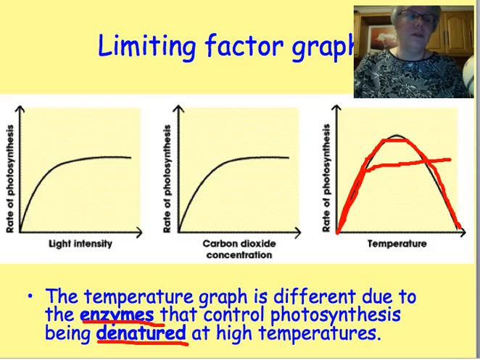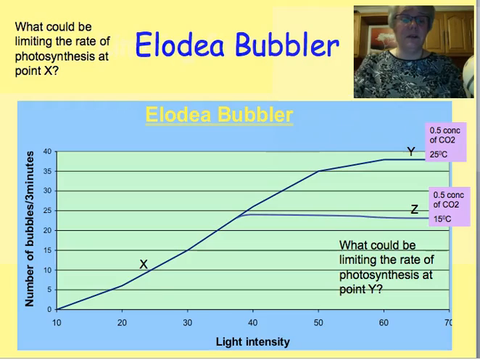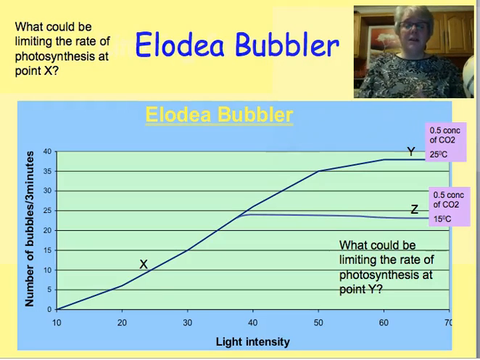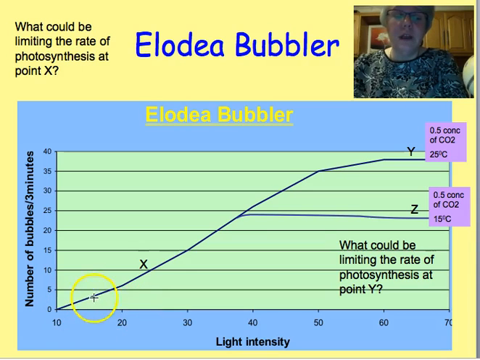Now I want to have a look at one other type of graph that sometimes appears in questions, and it's this one here where you've got two lines. You've got this slope here, and then it splits into this line here, which is Z, and this line here that is Y.